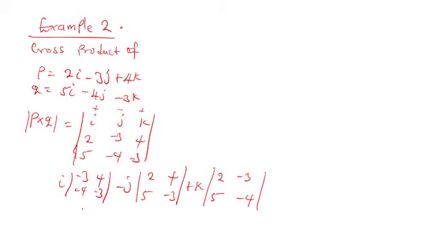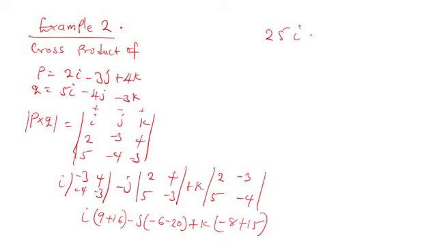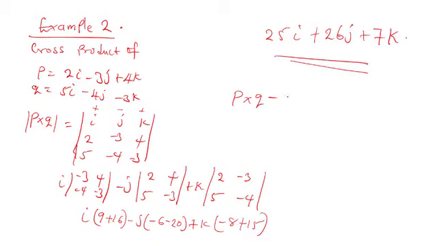Now with this, let's go into performing the operations. We have i in bracket: minus 3 times minus 3 is 9, then minus, okay, it now turns into plus, 4 times 4 is 16, plus 16. We have our minus j in bracket: 2 times minus 3 is minus 6, minus 20. And this is plus k. Remember, 2 times minus 4 is minus 8, and 5 times minus 3 is minus 15, but it's now a plus, because minus of minus is plus. So our value becomes 25i, then plus 26j, plus 15 minus 8 is 7k. So the cross product of P and Q is 25i plus 26j plus 7k. This is a cross product.